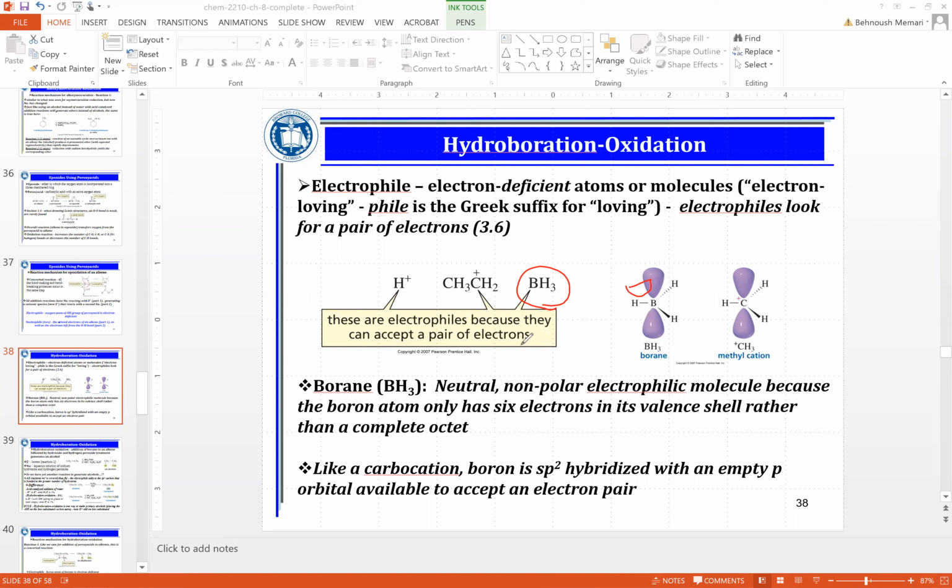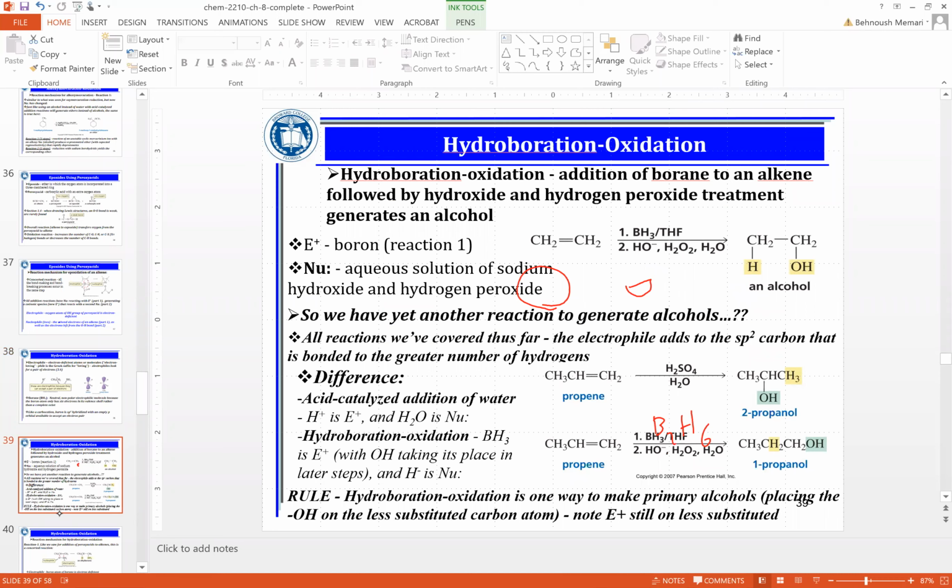So it can actually react, and sometimes it dimerizes itself. When it dimerizes, it gets B2H6. When you use the borane, you have to use a solvent to stabilize it, like tetrahydrofuran. Borane is very reactive. It looks like a carbocation because it has only 6 electrons. So it likes electrons. It is a strong electrophile.